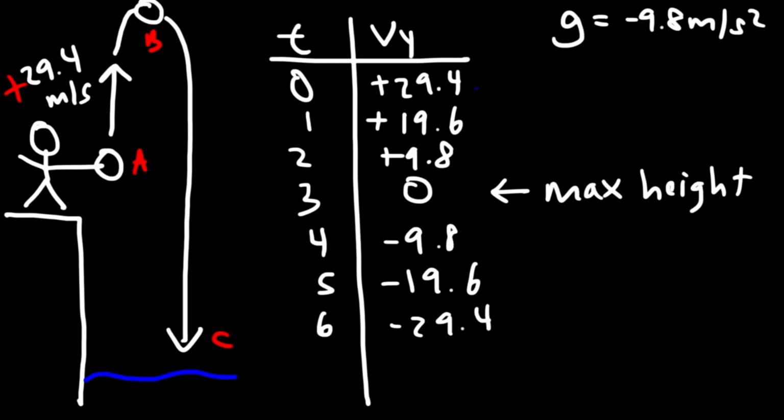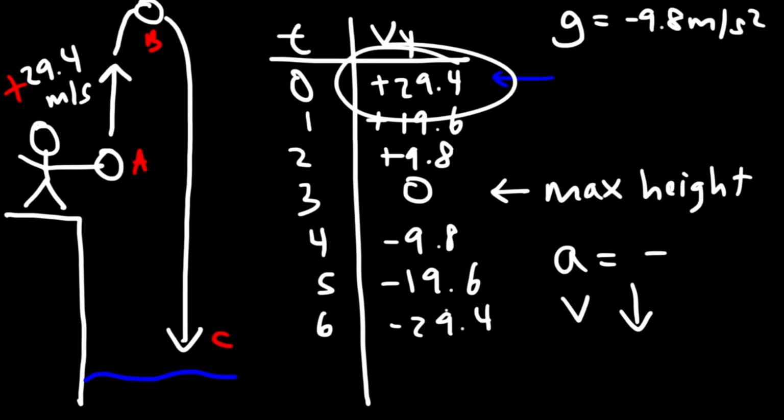So that's the mathematical profile of this situation. So now you understand what's happening to the velocity values as time progresses. So anytime the acceleration is negative, the velocity is decreasing. As you can see, it started with a positive value, and now it's becoming negative.